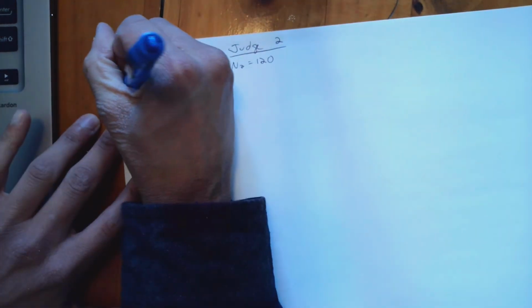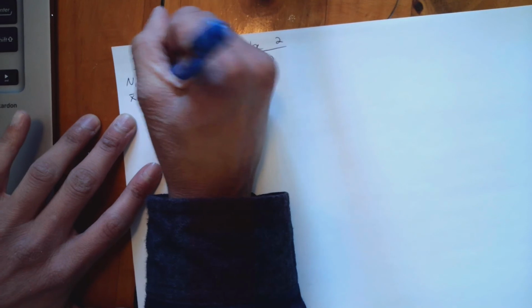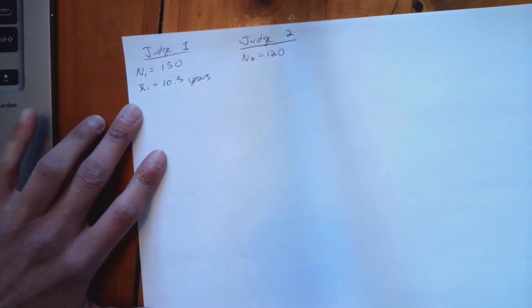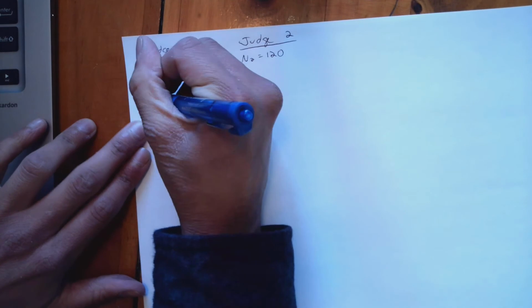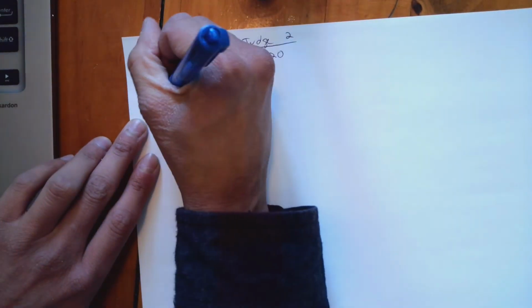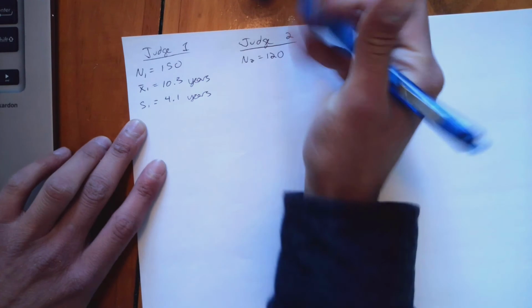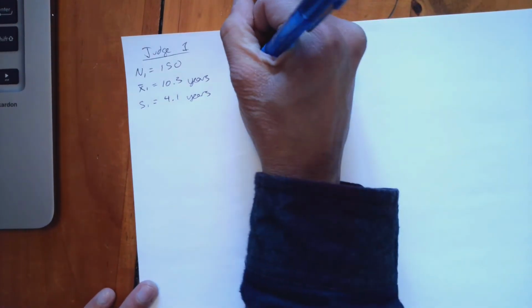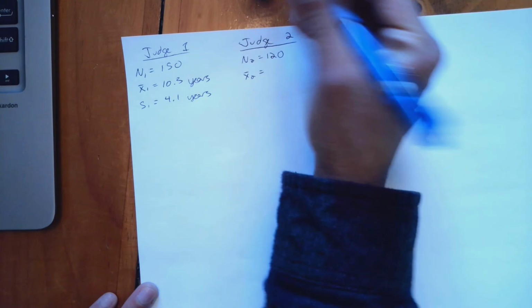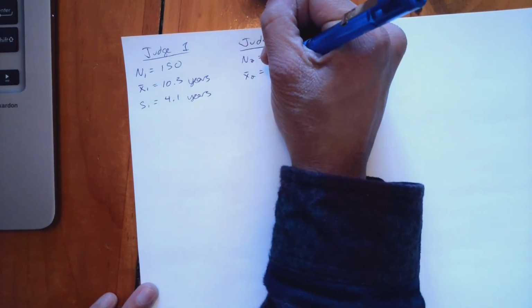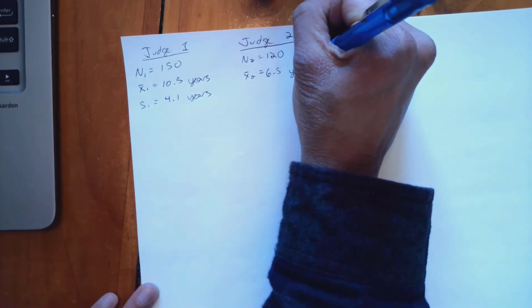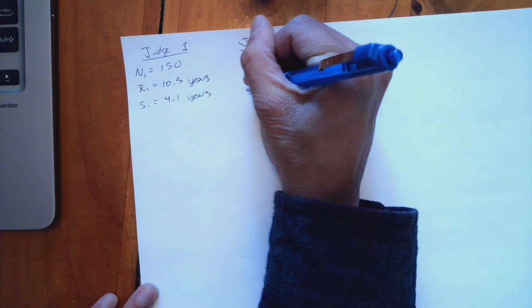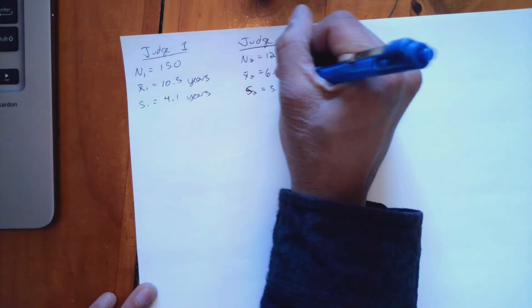For Judge 1, we had a sample mean of 10.3 years. In your imagination, you can fill out what crimes we're looking at. I'm just going to focus on the numbers here. Our sample standard deviation is 4.1 years for Judge 1. For Judge 2, we have a sample mean of 6.5 years, and a sample standard deviation of 3.8 years.